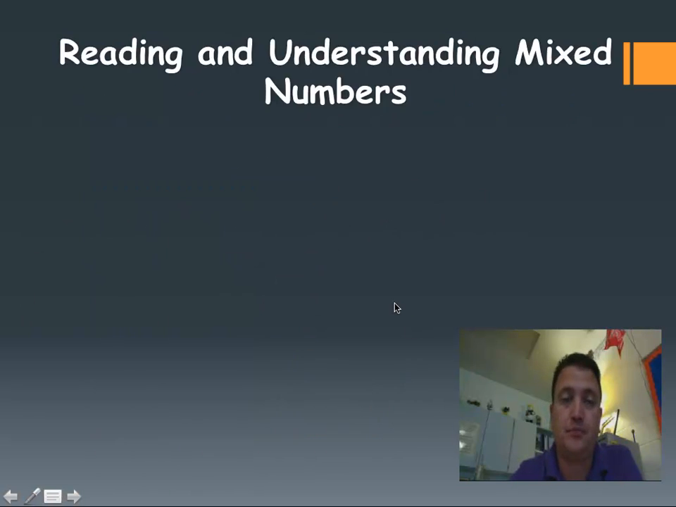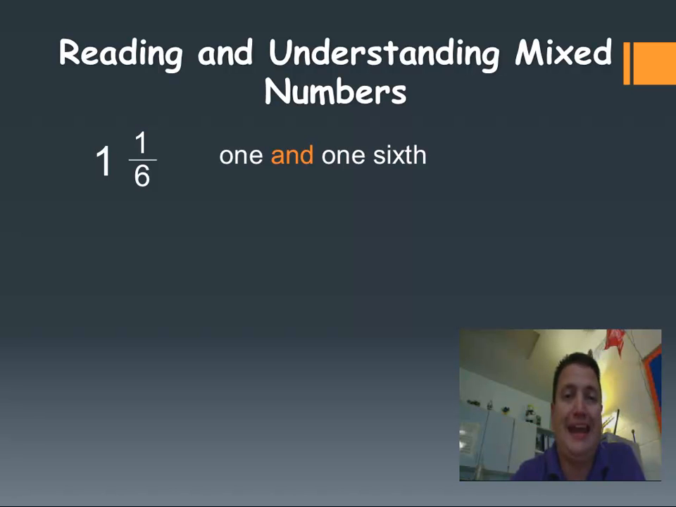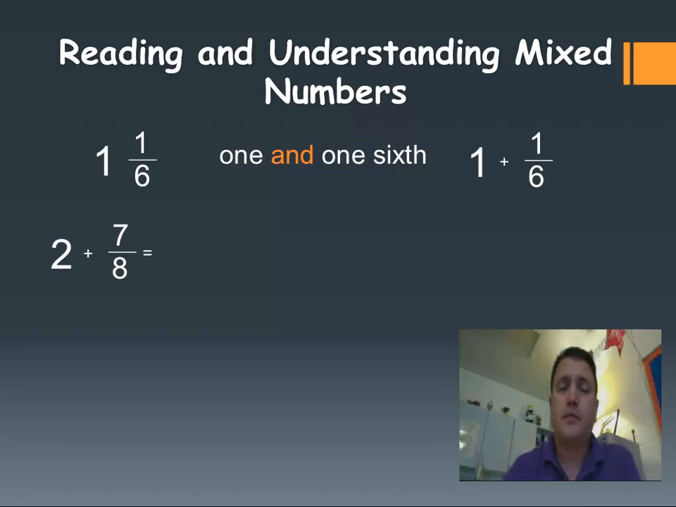All right, so we're going to talk about reading and understanding mixed numbers. This fraction here is read as 1 and 1/6. It means the same thing as 1 plus 1/6. So if I've got one whole pizza and 1/6 of another, I would have 1 and 1/6 pizzas. I could add those two together. So let's look at this one. I've got 2 plus 7/8.